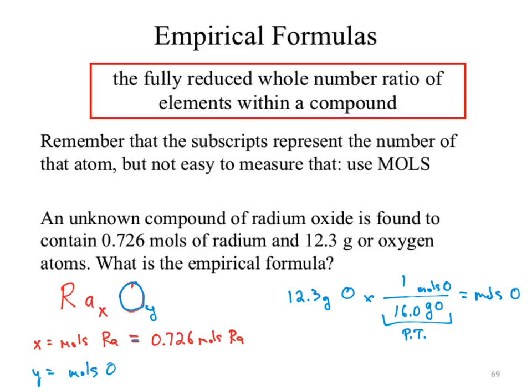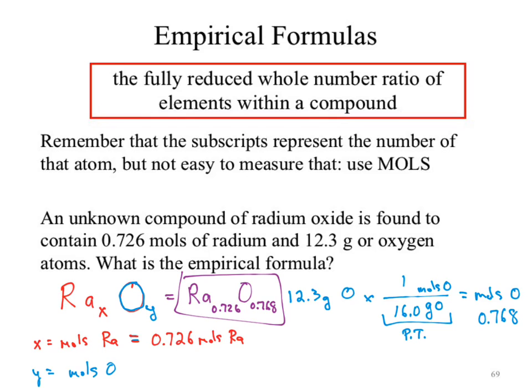I can now punch this into the calculator and I get 0.768 moles of oxygen. Okay? So now I can take all of that information together, and I would say my chemical formula for radium oxide is Ra 0.726 O 0.768. Box it in and I'm done. No. Why not?